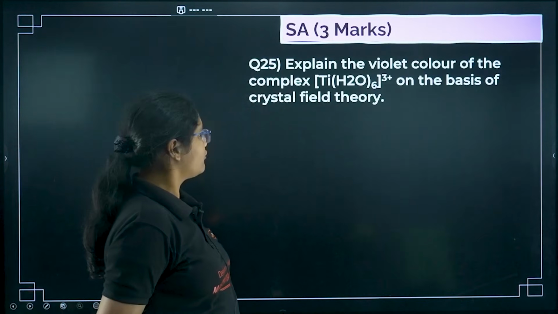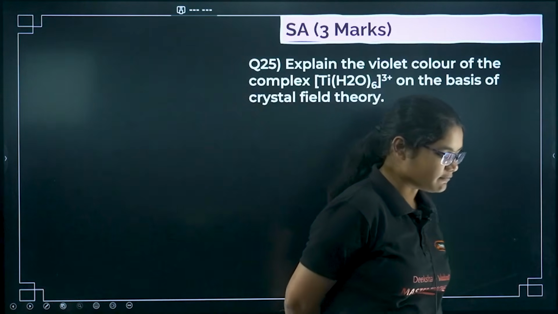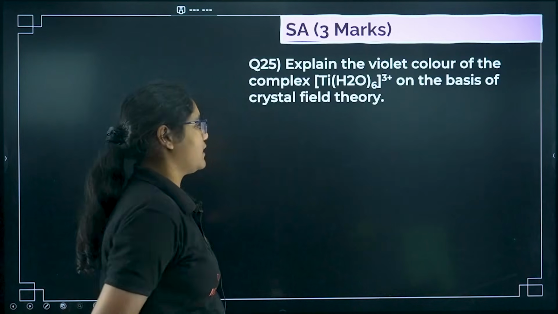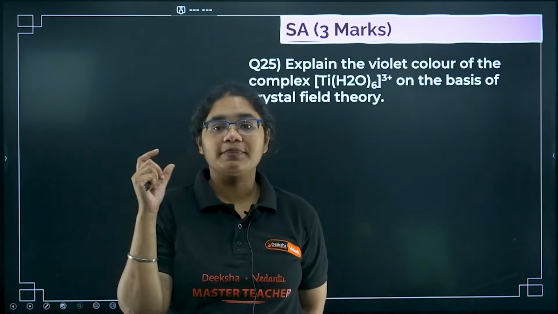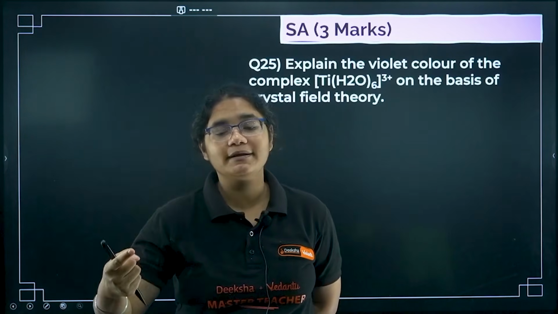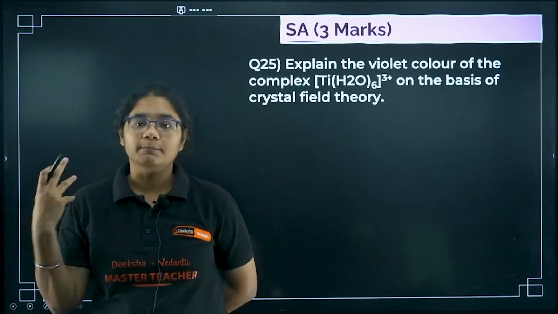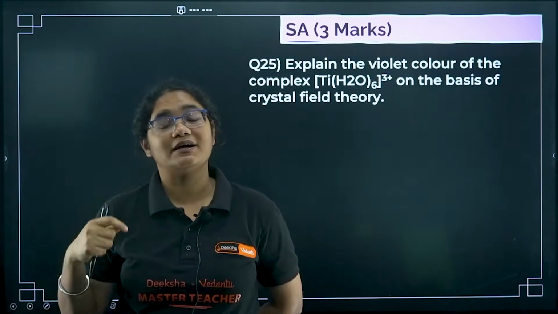Explain the violet color of the complex on the basis of crystal field theory. Here you have to understand a very important concept, that is complementary color. So we have 7 colors, right? V, B, G, Y, O, R. The color which the sample absorbs and its complementary color it emits. If the sample is absorbing blue-green color, then it will be visible to us as violet color.